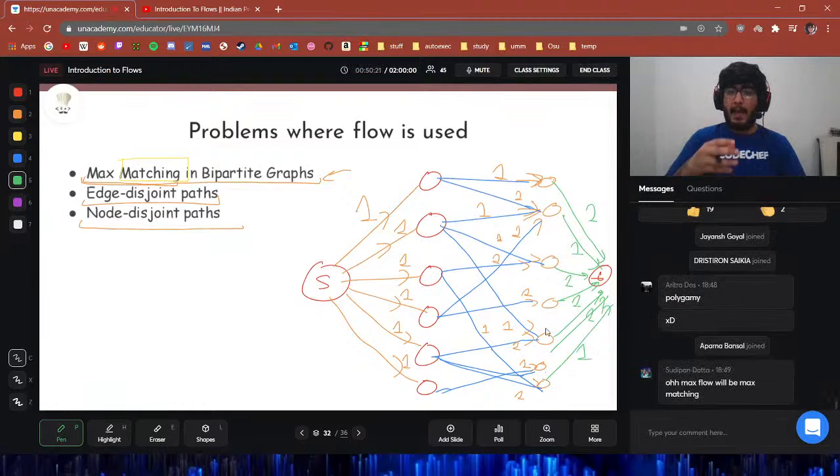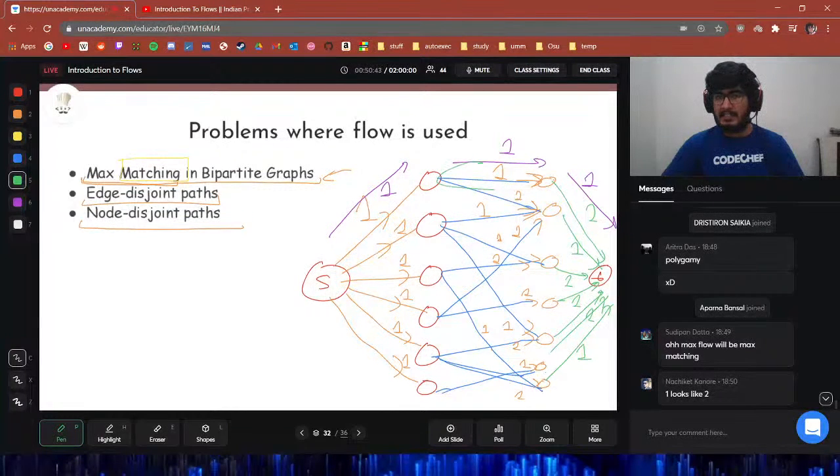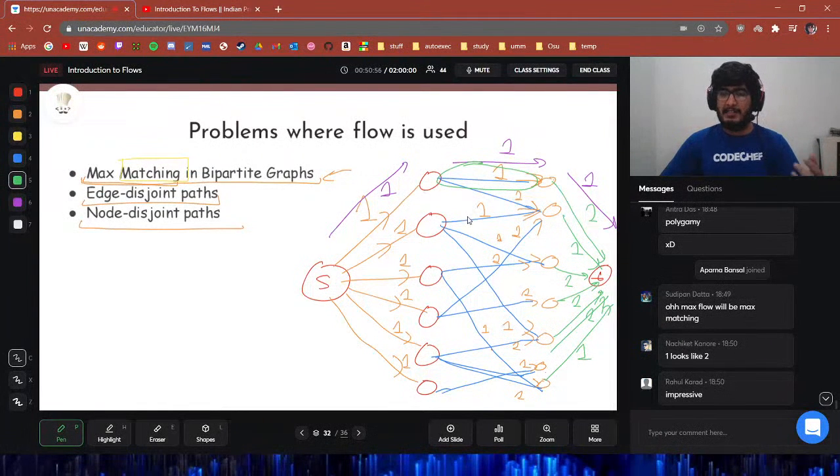Now the maximum flow in this graph is just going to be the maximum matching that we were talking about. Let us imagine we are flowing one unit from here to here, then one unit from here to here, then one unit from here to here. That means that we have selected this edge as an edge in our matching. One looks like 2. I'm sorry about my handwriting, but basically all of the 2's that you can see here are actually 1's.